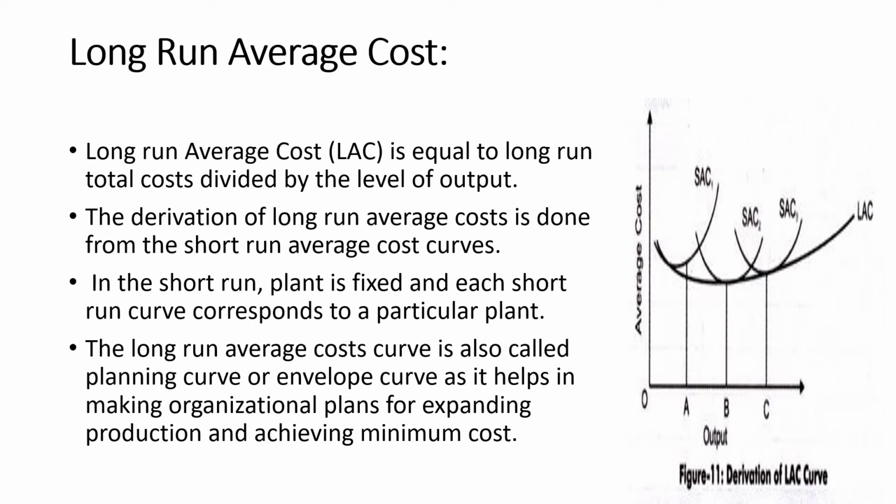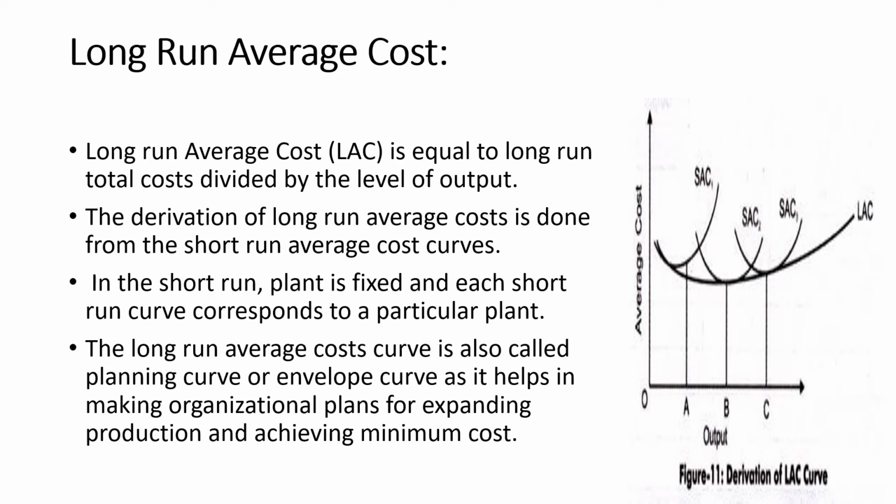Now coming to the average cost, that is, what is the long run average cost? That is what we are going to discuss in this slide. This is equal to the long run total cost divided by the level of output. Whenever we are asked about the average aspect, we have to understand that it is formed by dividing the total by the units of output produced. Here the derivation of long run average cost is done from the short run average cost, as we have done in the case of average products.